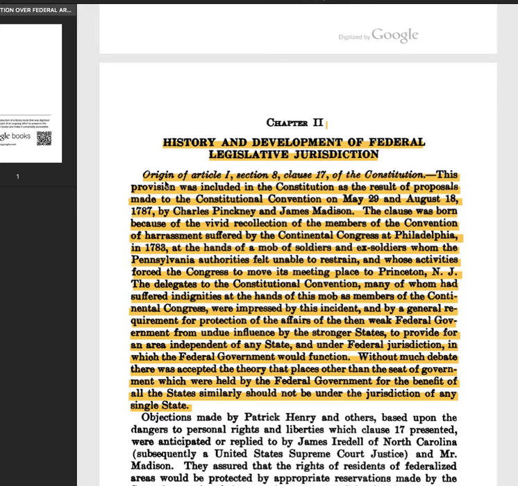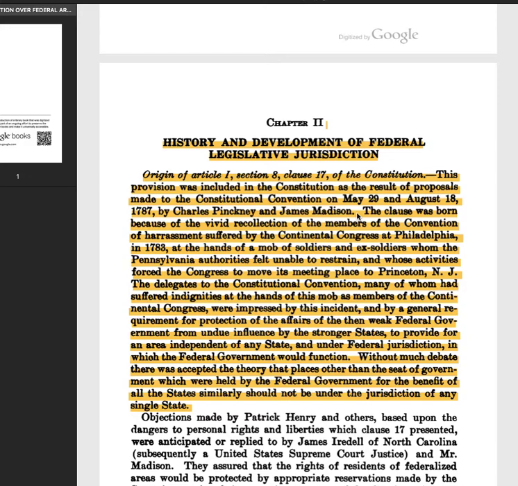So let's see what it says, and it's talking about the article, section, and clause that I just read to you. This provision was included in the Constitution as a result of proposals made to the Constitutional Convention on May 29th and August 18, 1787 by Charles Pinckney and James Madison, both of whom signed the Constitution. So really, they could say it was for whatever reason they wanted. It didn't have to actually be for this reason.